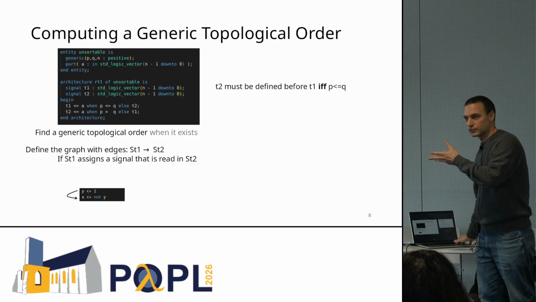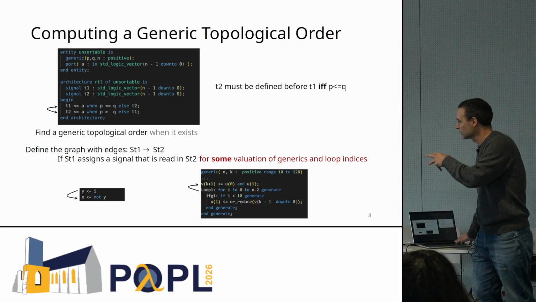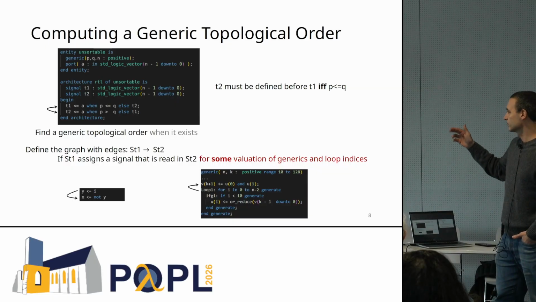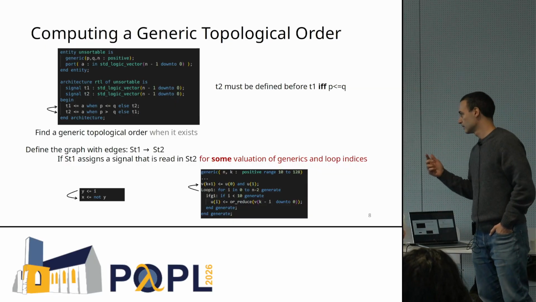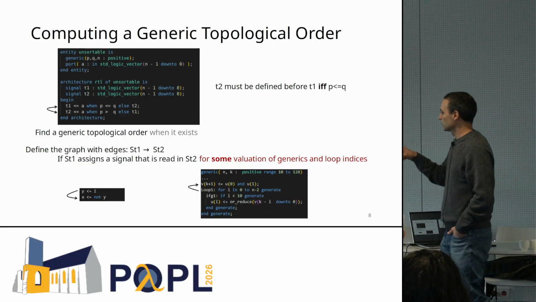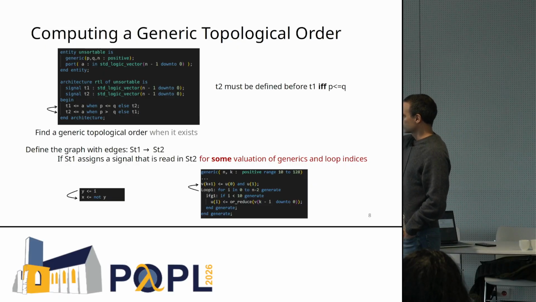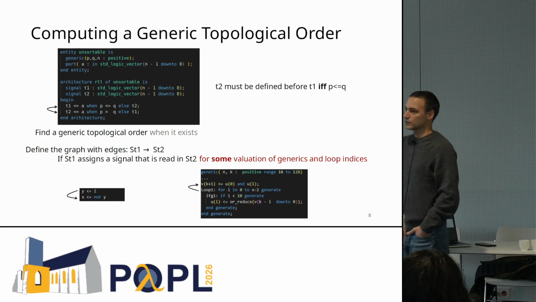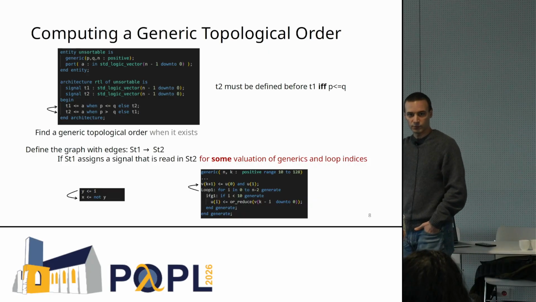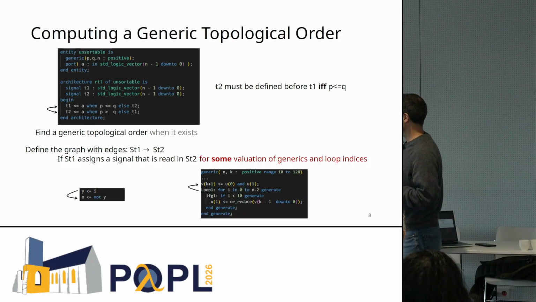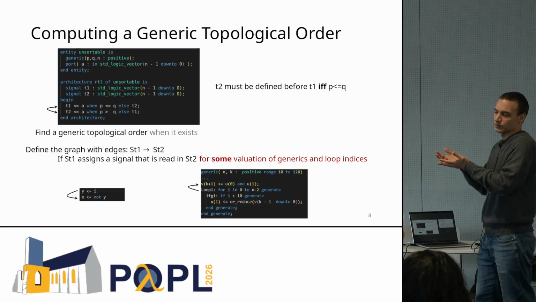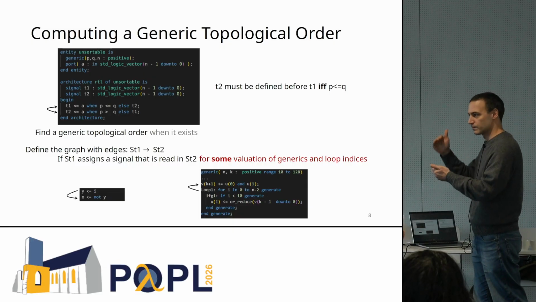But of course, this is not the whole story, because there are the generics. So the condition is that if ST1 assigns a signal that is read in ST2 under some valuation of the generics and loop indices, then you put an edge. With this definition, there's a cycle in the first example, because for some values of the generics P and Q, T2 should come before T1, and for some other values, the other way around. So you get a cycle, and once you have the cycle, you can detect that there is no topological ordering of the statements.